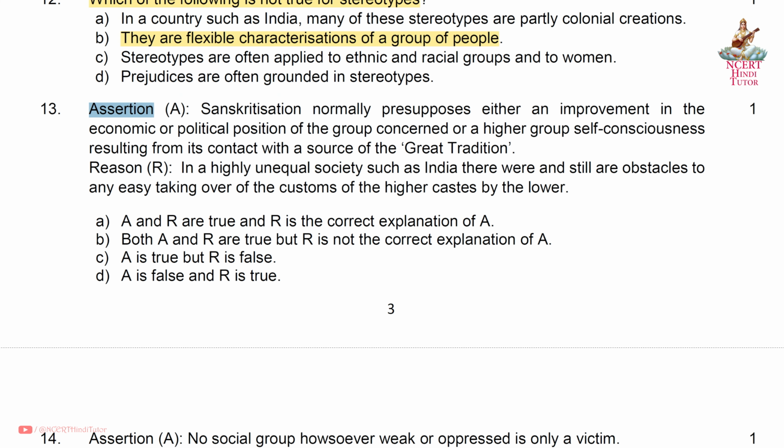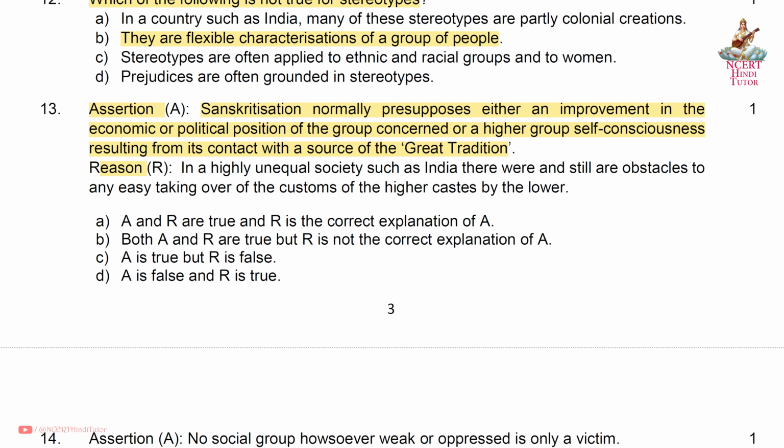Question 13. Assertion A: Sanskritization normally presupposes either an improvement in the economic or political position of the group concerned or a higher group self-consciousness resulting from its contact with the source of the great tradition.